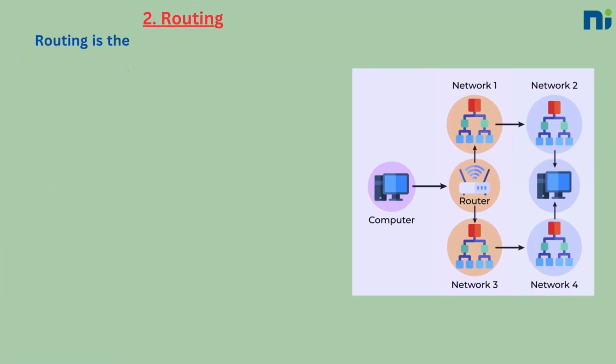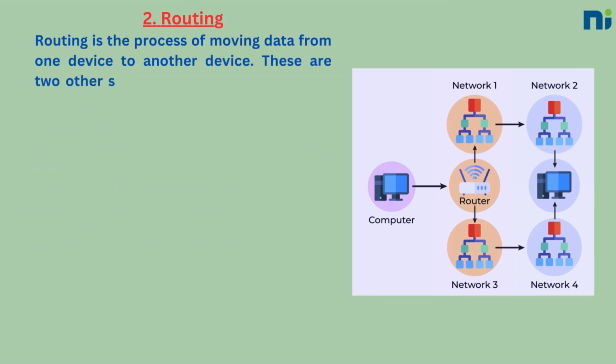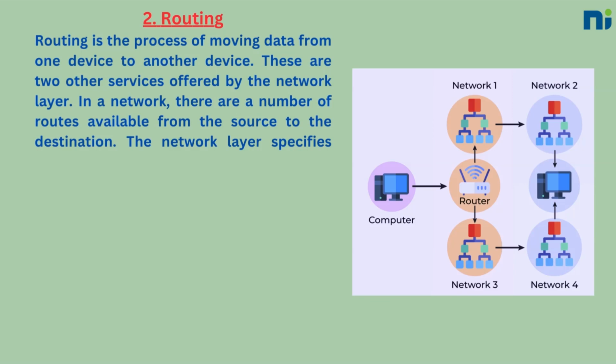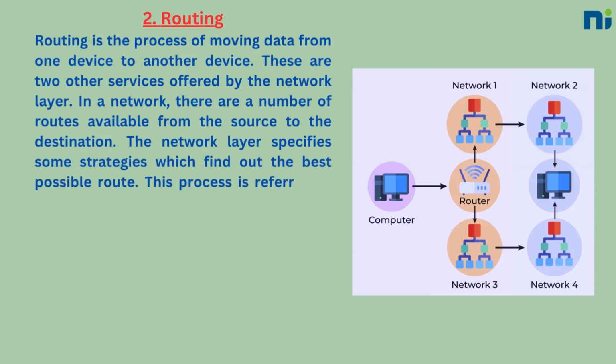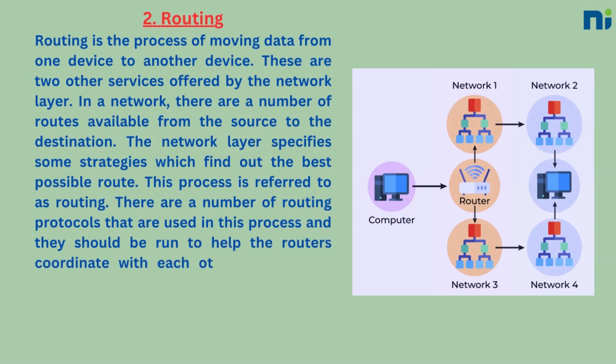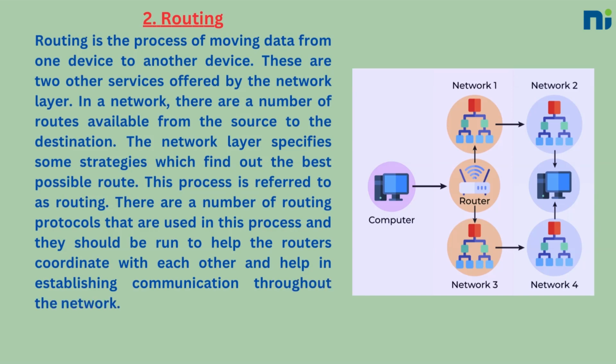2. Routing. Routing is the process of moving data from one device to another device. These are two other services offered by the network layer. In a network, there are a number of routes available from the source to the destination. The network layer specifies some strategies which find out the best possible route. This process is referred to as routing. There are a number of routing protocols that are used in this process, and they should be run to help the routers coordinate with each other and help in establishing communication throughout the network.